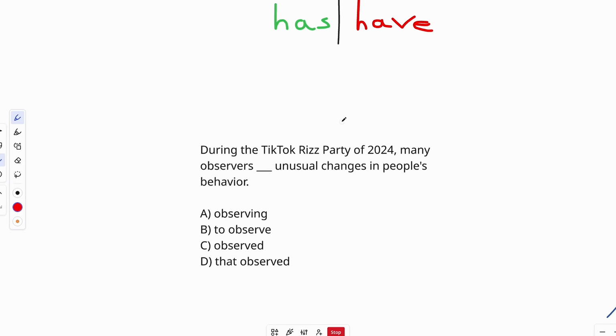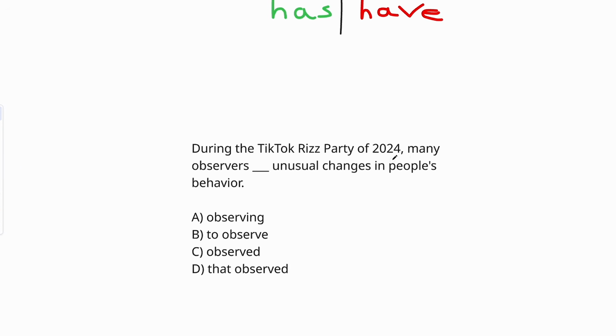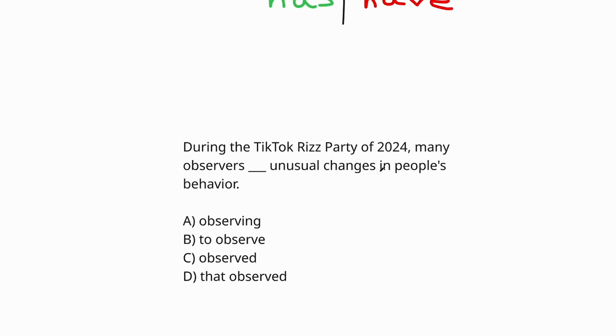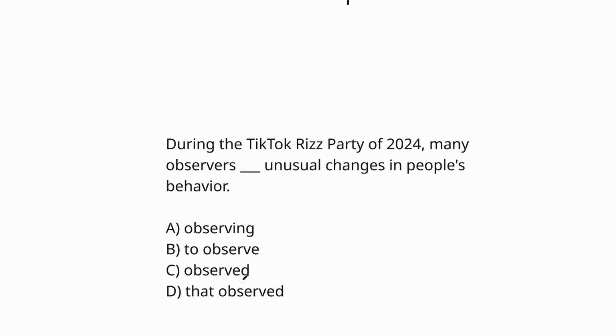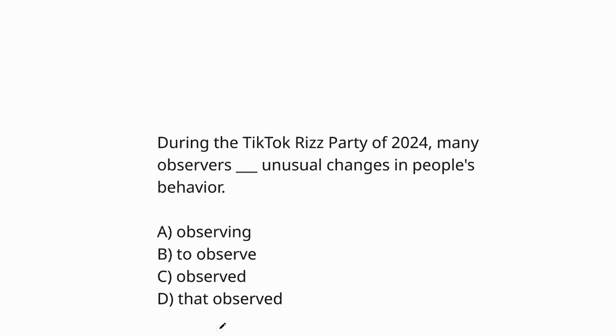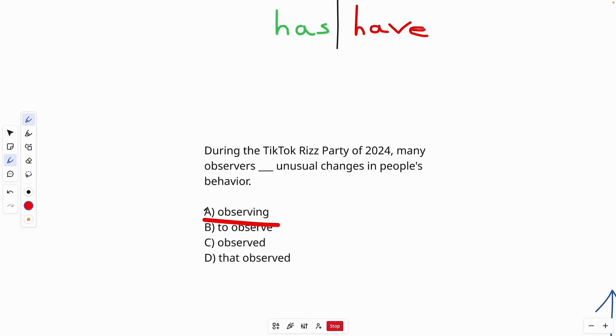Let's provide an example. During the TikTok Riz party of 2024, many observers blank unusual changes in people's behavior. You have these 4 different examples, but if you remember from before, 3 of these are not main verbs and only one of them is a main verb. This ends in ing, so that's not a main verb. This has to at the beginning, so that's not a main verb. This is a main verb. And then that has that at the beginning, so that is not a main verb. This is the only one that actually is a main verb, so that is the correct answer. And if you look at it, it also makes sense. Observers observed unusual changes. That makes sense.